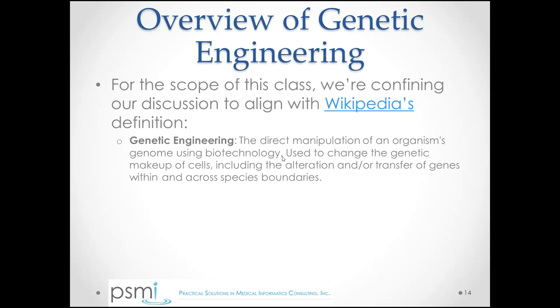It doesn't necessarily mean that we're introducing new genes. We could be doing something to cut or disrupt your genes, but somehow we're directly manipulating an organism's genome using biotechnology. And this can be used to change the genetic makeup of cells. It can include the alteration or the transfer of genes within and across species boundaries. So we're not talking about engineering required to make a DNA chip. We're not talking about engineering required to introduce an interfering RNA molecule to treat a disease. We're specifically here going to be talking about the biotechnology that's used to directly muck with an organism's genome to alter it. Okay.